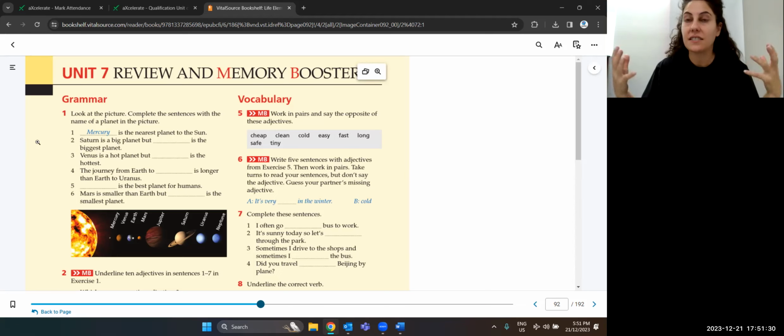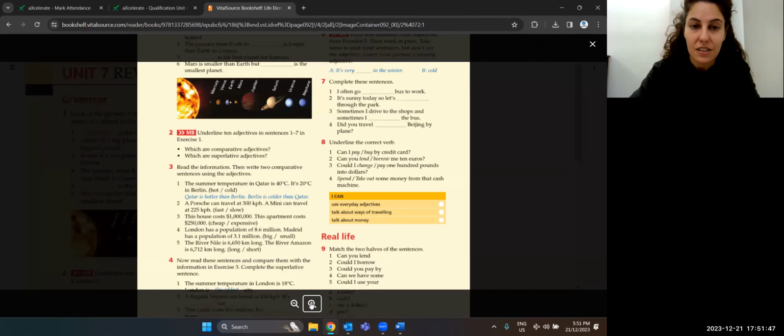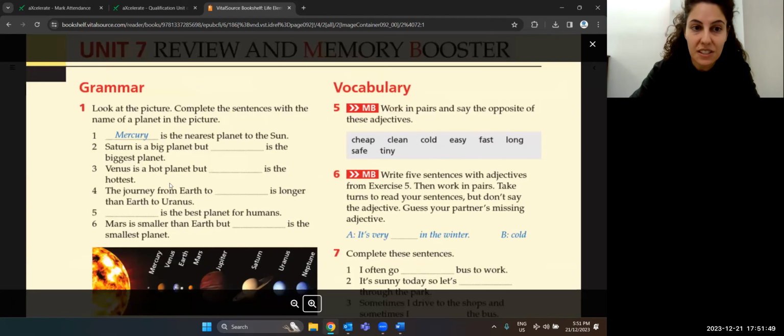Okay, the adjective is near. Now, because we want to use this adjective to compare, we want to add the EST because we want to compare it to many things. So Mercury is the nearest planet to the sun from all of them. That's what it's trying to say. So it wants to compare Mercury, not just say Mercury is near the sun or Mercury is close to the sun. It doesn't want to just talk about Mercury. It wants to compare it.